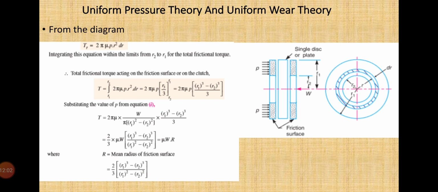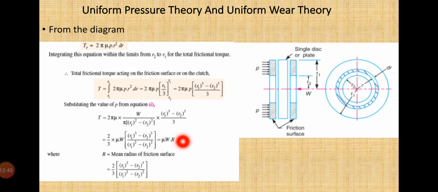Now the torque transmitted for this elementary section is T is equal to 2 pi mu p r square into dr. Now to find the total torque transmitted by this system, I have to integrate this equation from the inner to the outer radius, that means R2 to R1. After integrating this equation, we get T is equal to this, and this equation can be rewritten as this. Now, finally, T is equal to mu WR, but the value of R is changed.